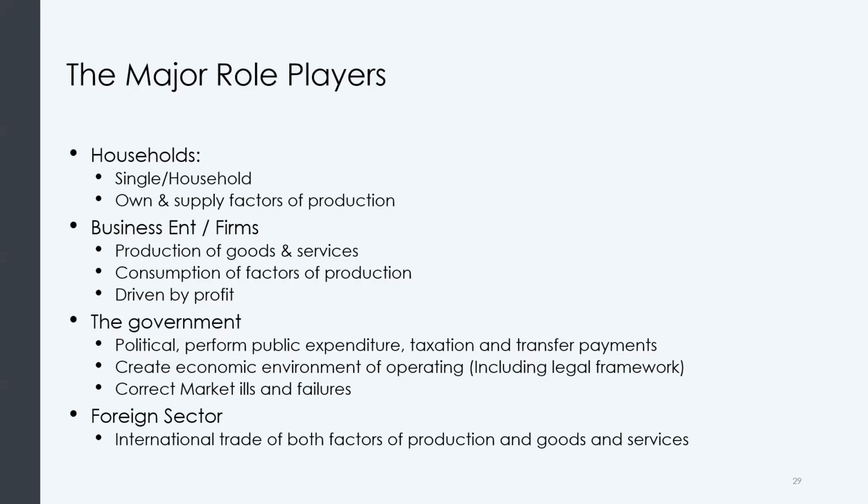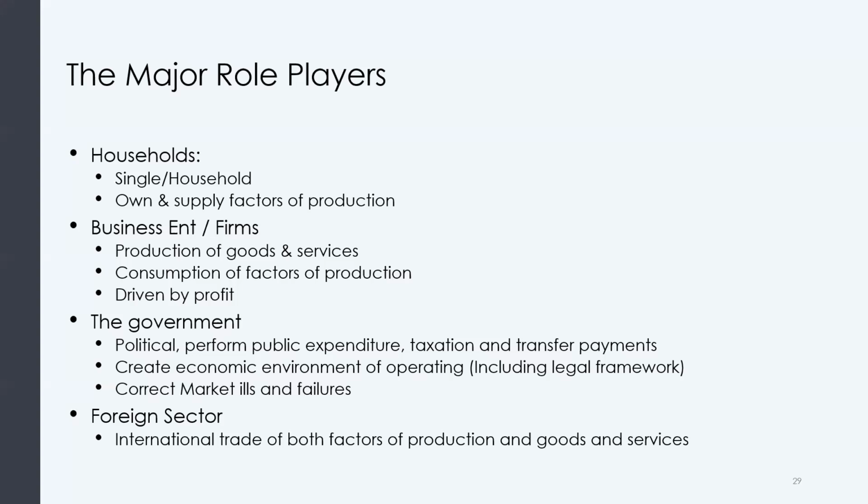Once they've manufactured goods and services, guess what? The households are then the ones that consume the goods and services. So households consume goods and services, whereas businesses consume factors of production. So those are two things.